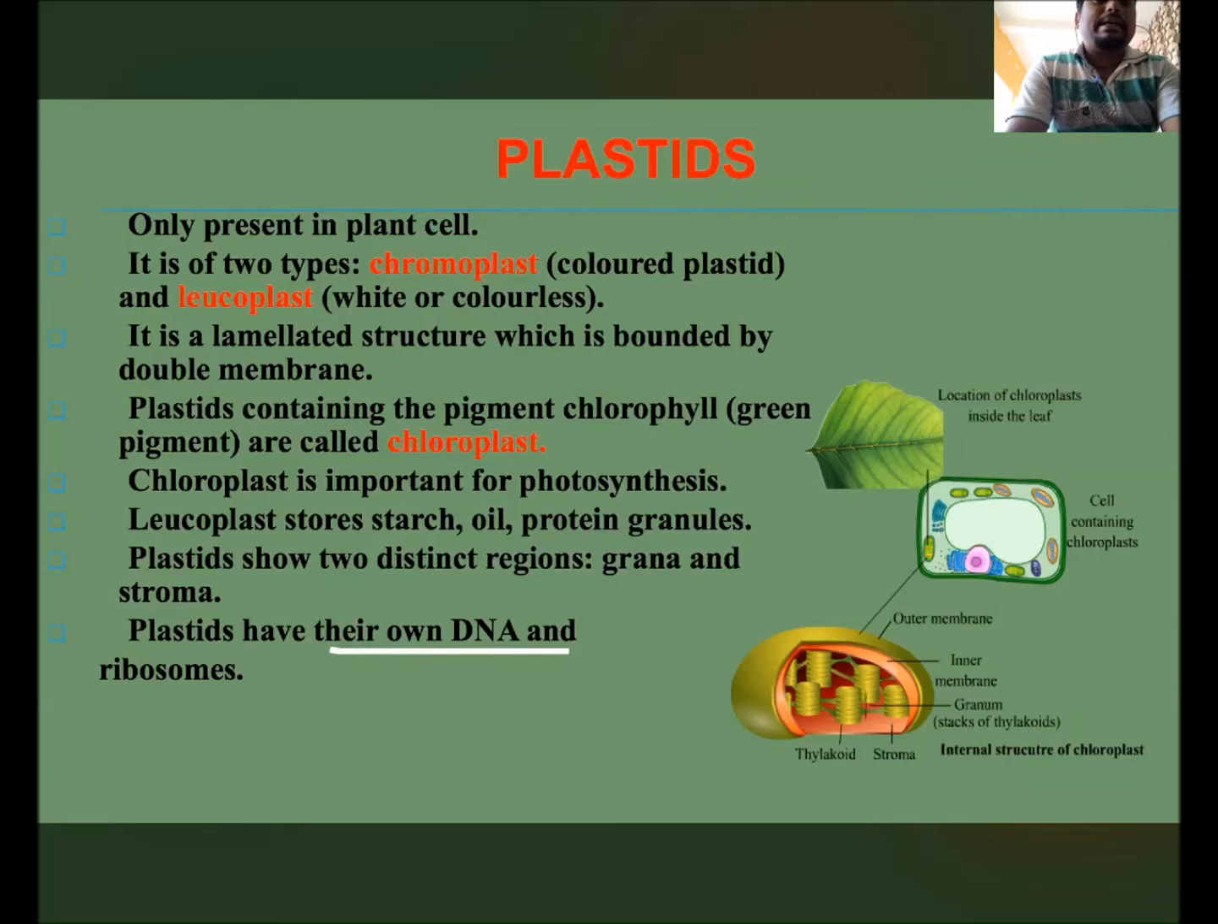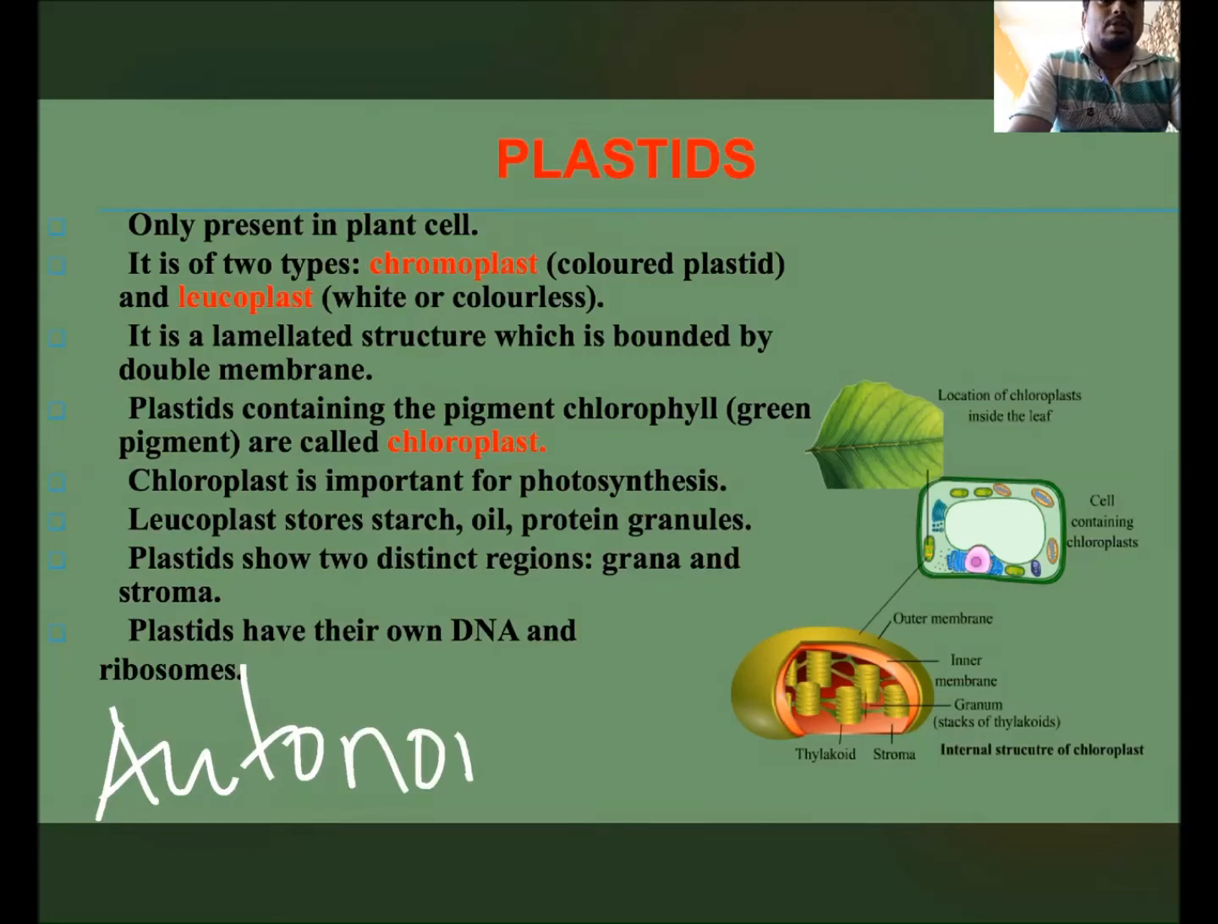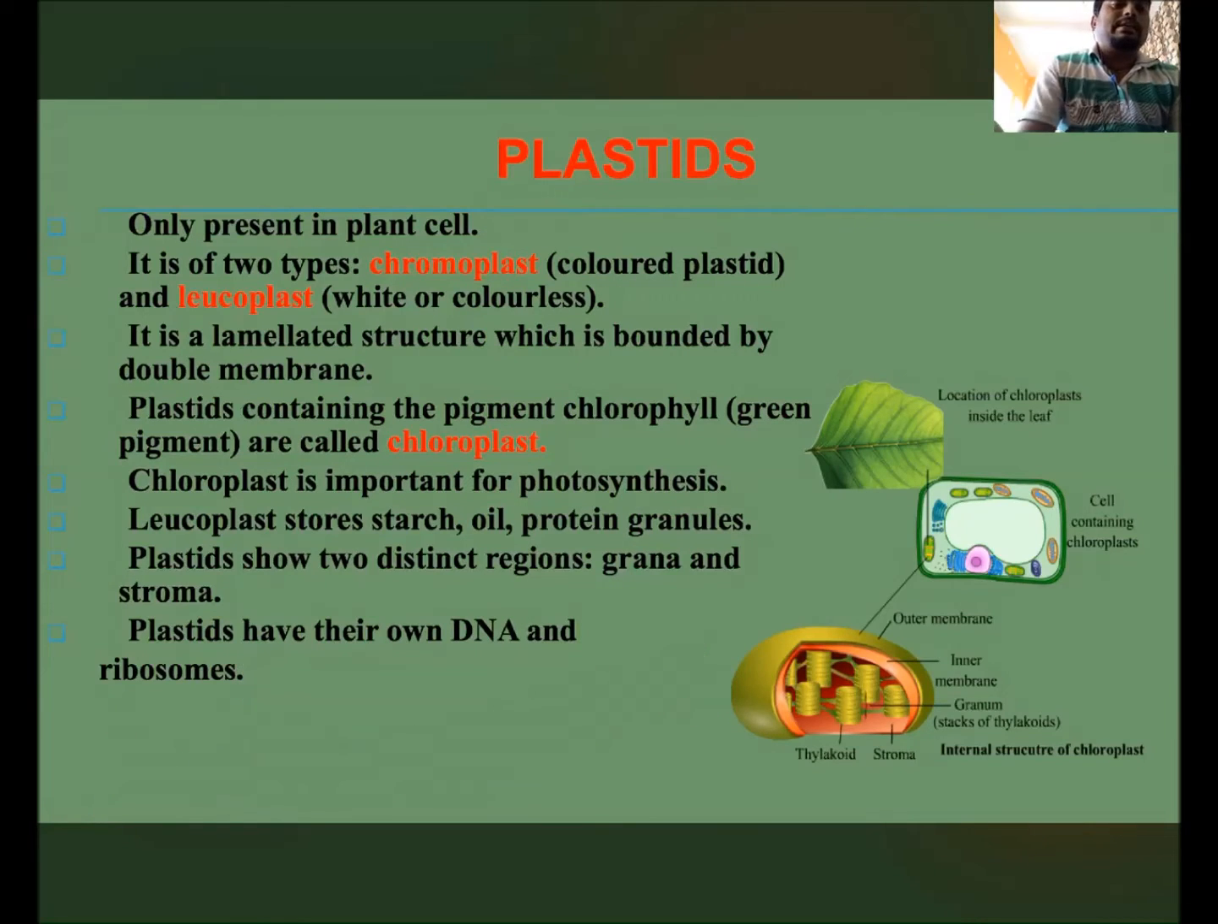Plastids have their own DNA and ribosomes like mitochondria. So plastids can also be called autonomous bodies. Autonomous bodies. They are self-reliant. They can divide on their own and they can synthesize protein also.